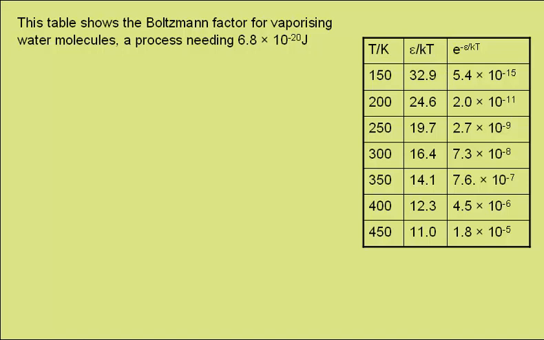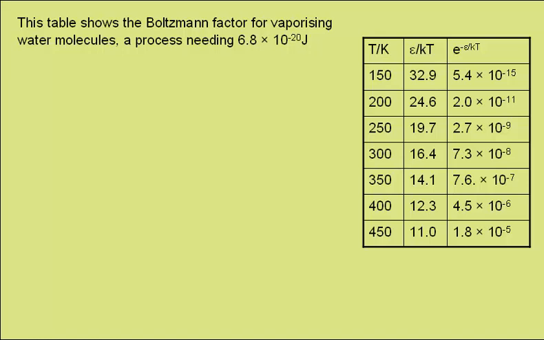The most striking thing here is the rapid change in the Boltzmann factor. In going from 150 to 200 Kelvin, we increase by a factor of around 10,000, from 10 to the minus 15 to 10 to the minus 11. In going from 200 to 250, we increase by a factor of around 100. In going from 250 to 300, it increases by a factor of around 10. Likewise, going from 300 to 350, from 350 to 400, and from 400 to 450.